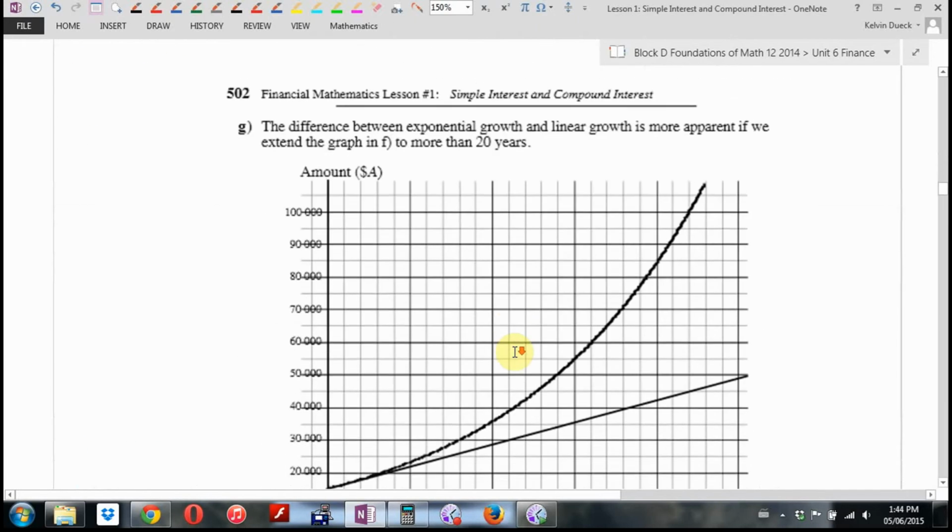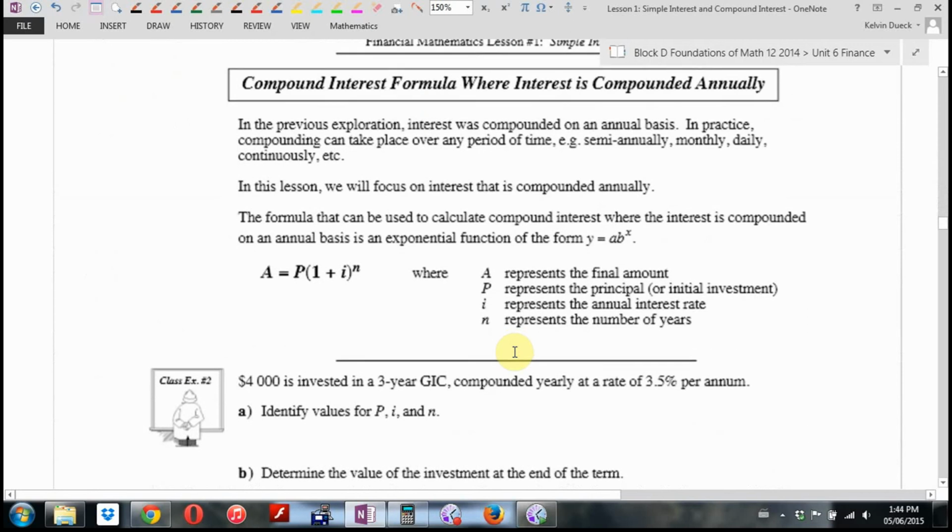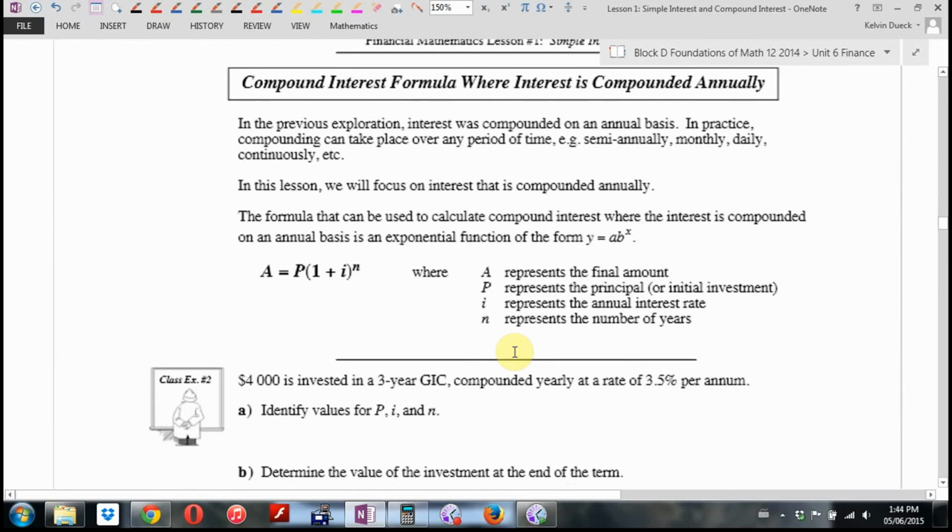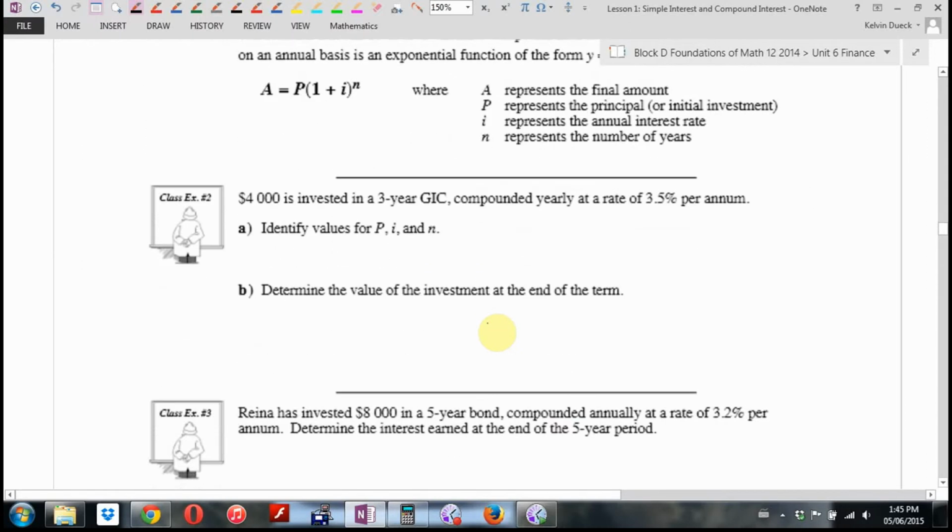The compound interest formula, you won't need to memorize this. I'll give it to you on a test. But you will need to memorize what everything means. Final amount, A, equals the principal times, in brackets, 1 plus little i to the power of n, where little i is the annual interest rate. Actually, we're going to modify that in a bit. And n is the number of years.